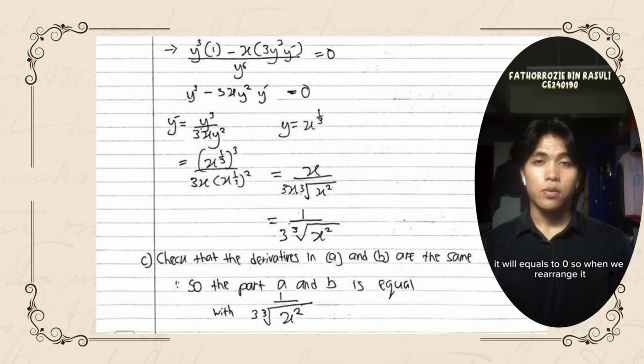So when we rearrange it, it will become y to the power of 3 minus 3x y squared times y prime equals 0. So y prime equals y to the power of 3 over 3x y to the power of 2, and y is x to the power of 1 over 3.